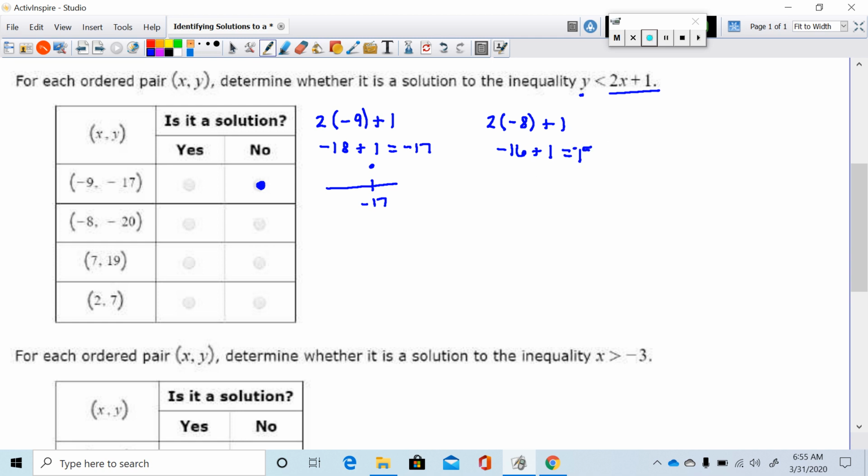Negative 15, the reference point is the y value, so the reference point in this problem is negative 20. And we want it to be to the left. So negative 15, if 0 is here, this is negative 20, negative 15 would be over here somewhere. Okay, that's not to the left. We want things going to the left because of the less than. So this is a no.